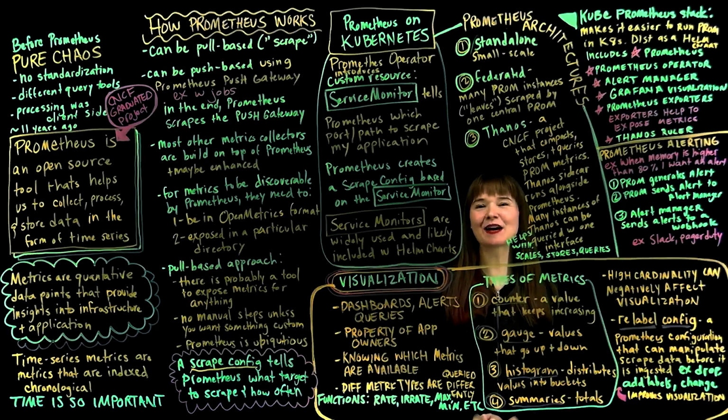And then you told me about cardinality, and you said high cardinality can negatively affect visualization. What does that mean exactly? So high cardinality, or cardinality in general, is the number of time series stored or processed depending on the number of labels. And usually for each label value, you have one time series stored. So imagine if you have 10 labels and each of them has 1,000 different values, it would be millions and millions of time series stored.